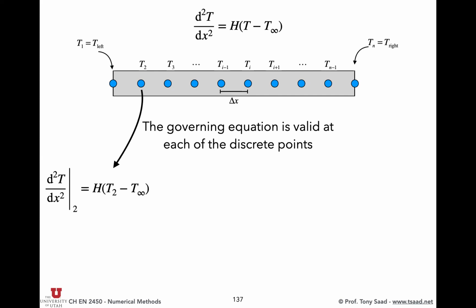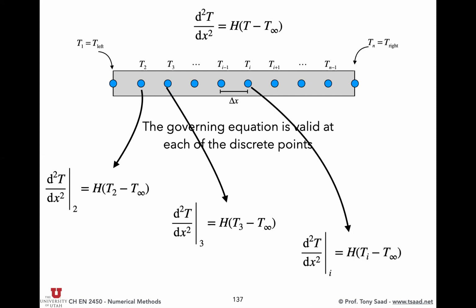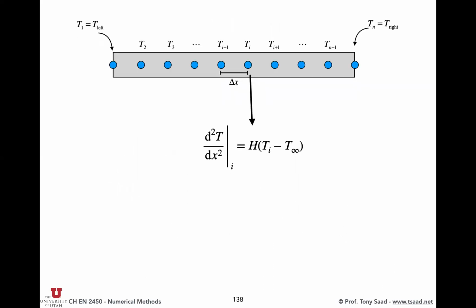So at point 2, we could say d2T by dx squared at point 2 is equal to h times (T2 minus T infinity), right? And then we could say d2T by dx squared at point 3 is equal to h times (T3 minus T infinity), and so on and so forth. Agreed? So that's what I'm getting to. Now, I'm going to take this representative point, point I. Point I could be 2, could be n minus 1, could be 4, could be 15. Just a representative point I, okay?